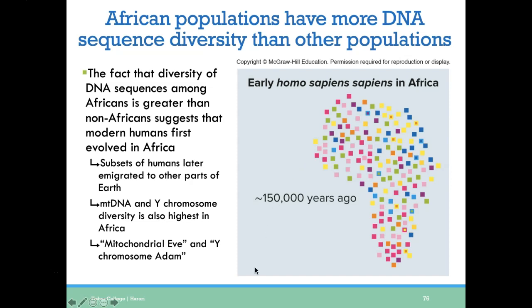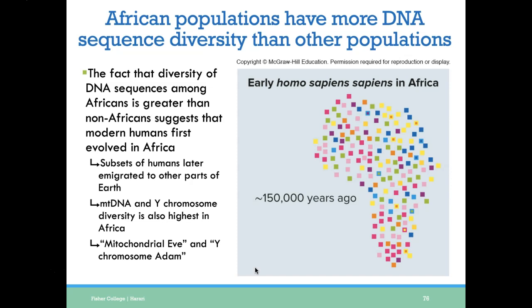We have a term to describe the most recent common ancestral mitochondrial DNA from a female. So mitochondrial Eve is the term for a female who lived about 200,000 years ago, who gave her mitochondrial DNA to all of the populations of Asia, Europe, Australia, and New Guinea. So this is called mitochondrial Eve, that originated in Africa.